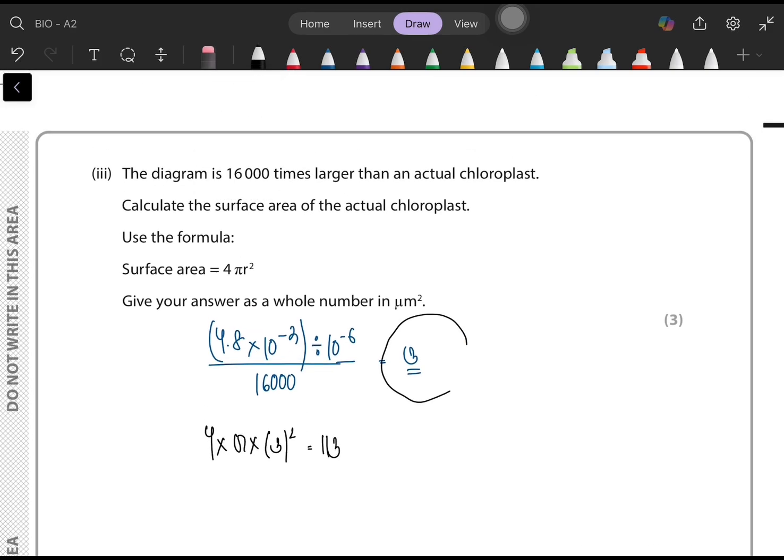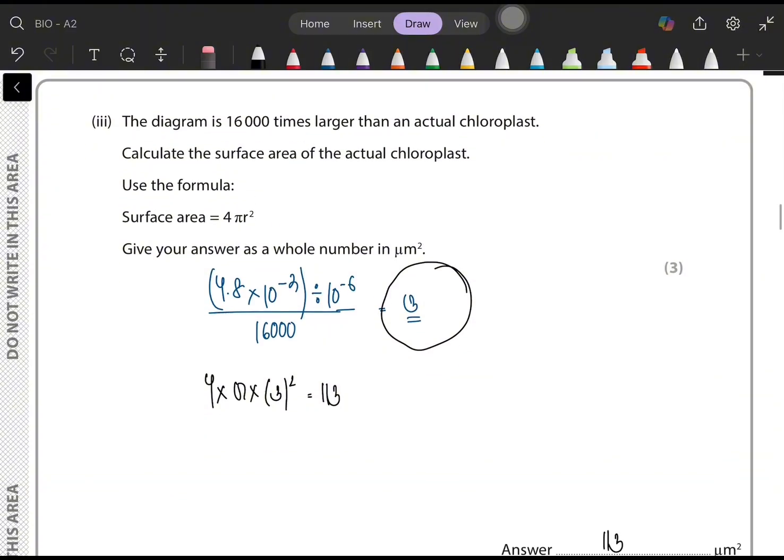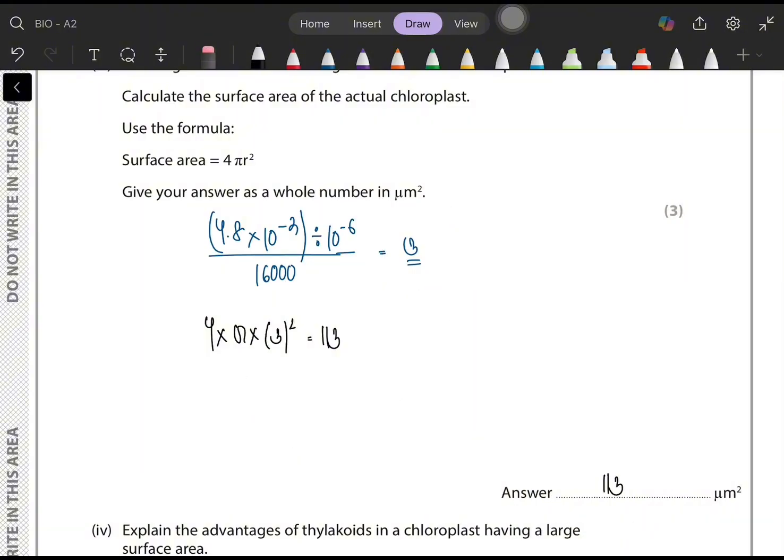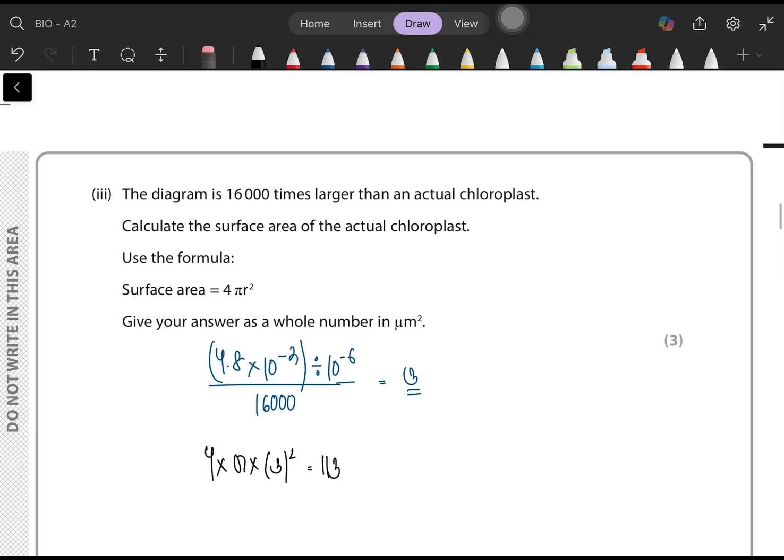the radius, right? And then what you're going to do is put the radius here, and you're going to get 130 micrometer squared. Here so far? Yeah, so what I did was I found the radius using a scale.